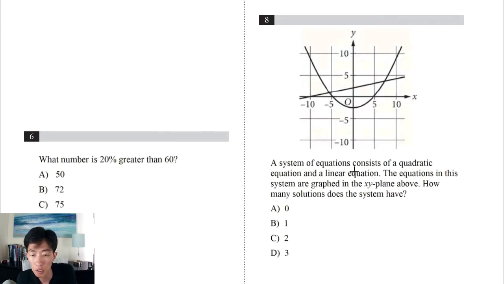Question 8. A system of equations consists of a quadratic equation and a linear equation. Obviously, the parabola is the quadratic, the linear is the line. The equations in this system are graphed on the xy plane. How many solutions does it have? So solutions to a system basically means where do the graphs intersect, and it's going to be in 2 points, there and there. So the answer is 2. And that's usually the case for a line and a parabola, unless of course the line touched exactly on the vertex, then it would be 1 solution, or if the line were below the parabola, then it could be 0 solutions.